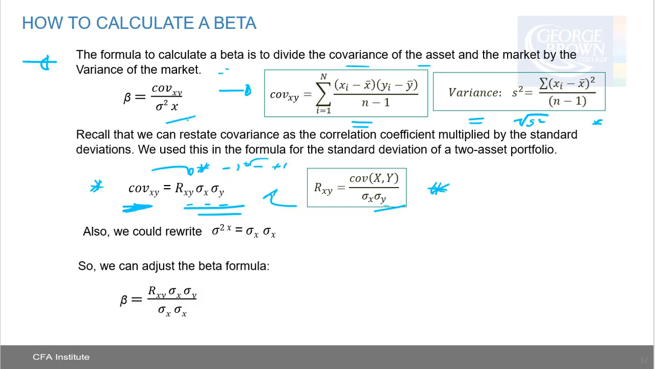In terms of the variance of the market, we could also write that the variance of the market equals standard deviation of x times standard deviation of x. So then we could adjust the beta formula. In the numerator, the covariance, we're now using this form, and in the denominator, we're expanding it. So beta equals correlation times standard deviation of x times standard deviation of y divided by standard deviation of x times standard deviation of x. On the next slide we're going to cancel those two standard deviations out.